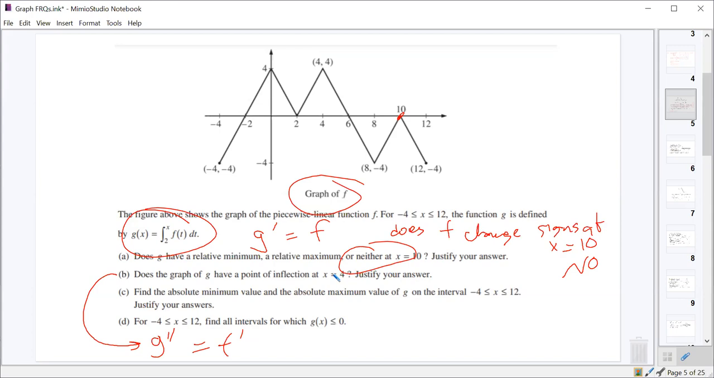So let's find x equals 4. First off, here's x equals 4. The derivative of f. What's the derivative of f? It's the slope, right? So what's the slope as we approach 4? Positive 2, right? And what's the slope as we go away from 4 to the right? Negative 2. We went from positive 2 to negative 2. That's a sign change. That's good. So we'll say yes. Justification is the slope to the left of 4 of f, or f prime, starts at 2, moves to negative 2. That happens at 4. Therefore, point of inflection. Good?